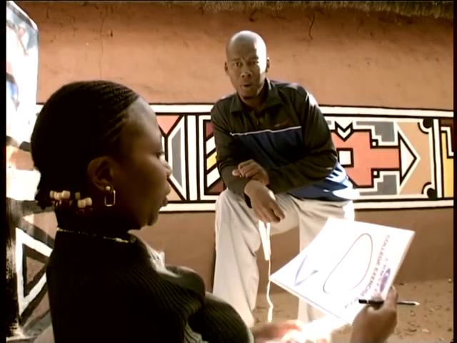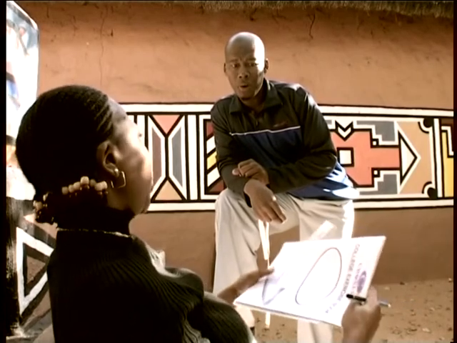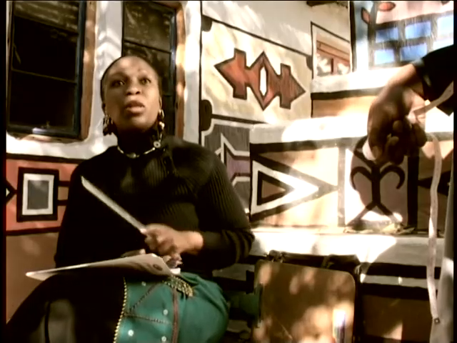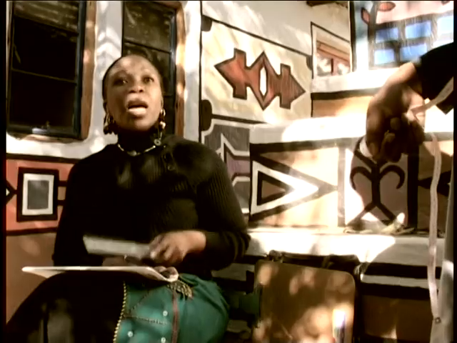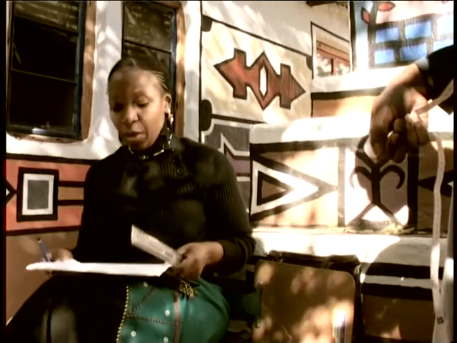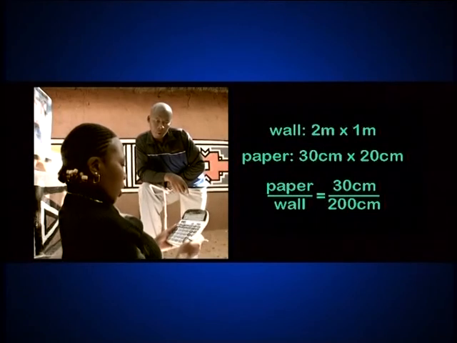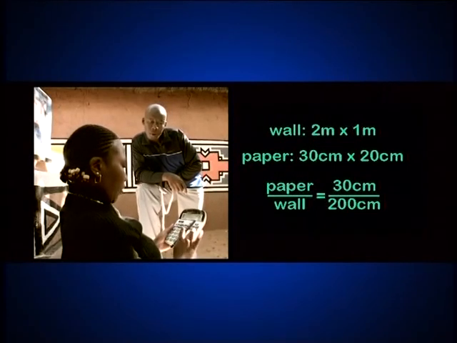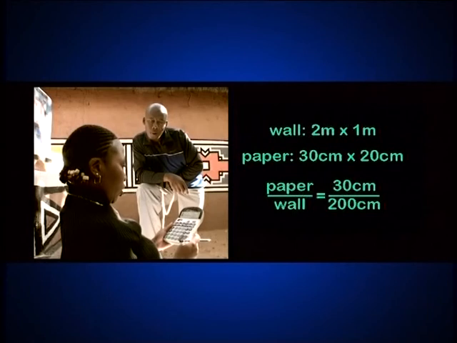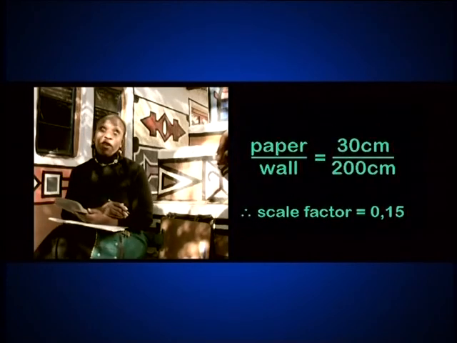As always, we have to convert everything to centimeters because we always have to convert our measuring units to the same thing. So we start with the width. 2 meters is 200 centimeters. And now we need to figure out what to do with 200 centimeters to get 30 centimeters, the width of our paper. So that is 30 divided by 200, 0.15. So our scaling factor is 0.15.